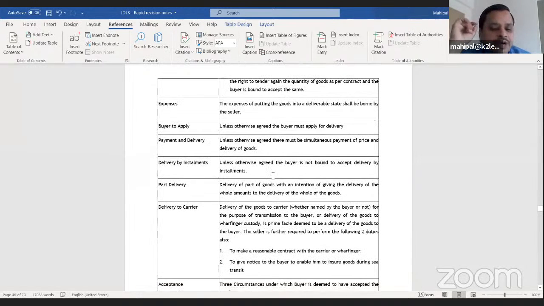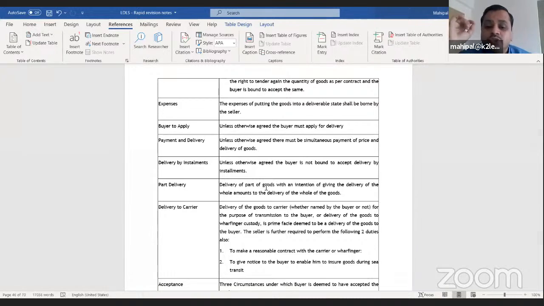All the expenses of putting the goods in a deliverable state should be borne by the seller. Cost of delivery should be borne by the buyer. Whenever delivery of goods is done, if it is a part delivery with an intention of delivering the whole, it will be treated as whole delivery. If the intention is to separate it from the whole, it will be treated as part delivery.